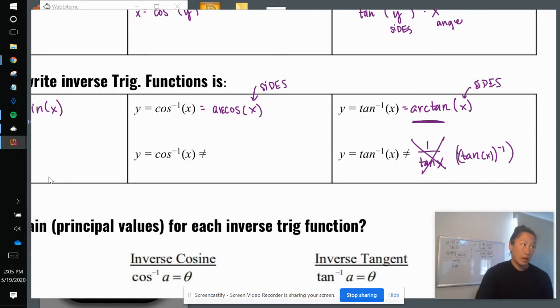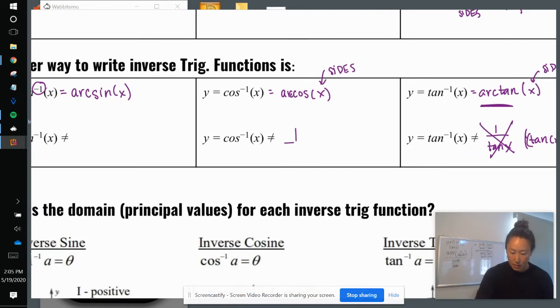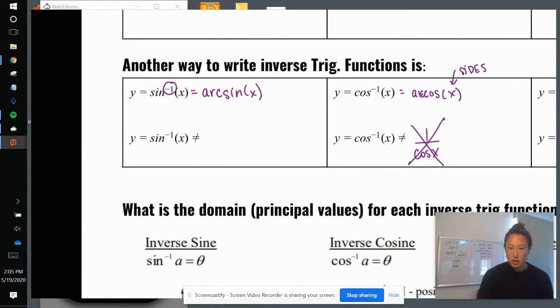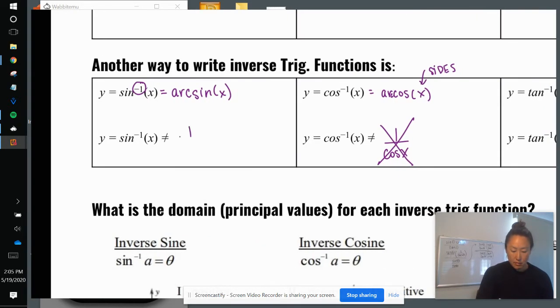It's dumb, I know. That's why we write arc tan. Okay? All right, next up. This is not 1 over the cosine of x. Not the same. This is not 1 over the sine of x. Nope. It's just something separate. So what we would say is arc sine or inverse sine.